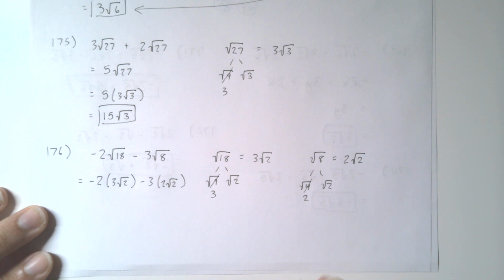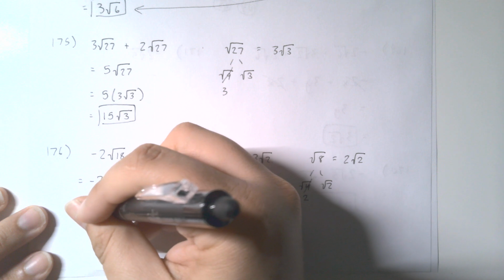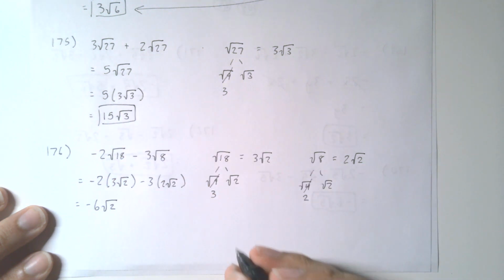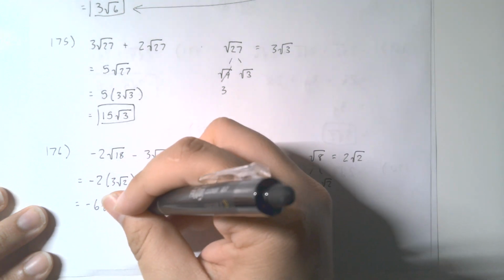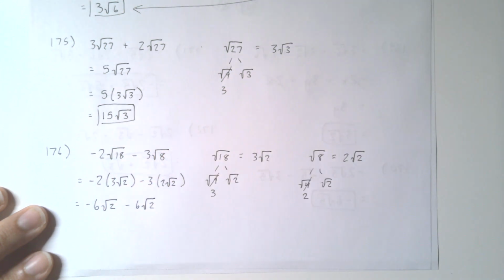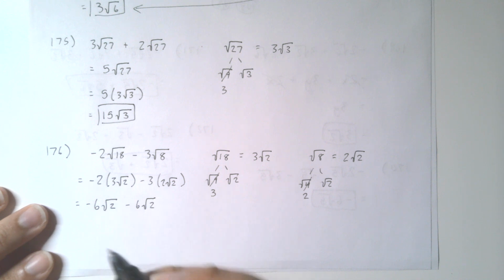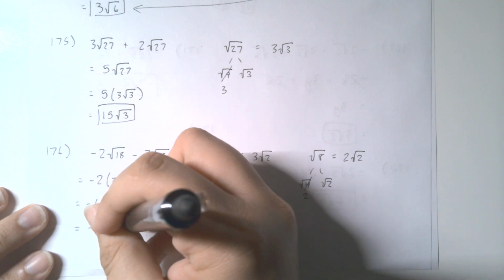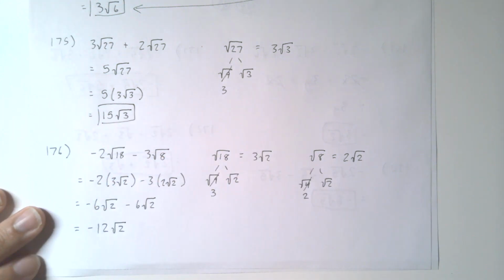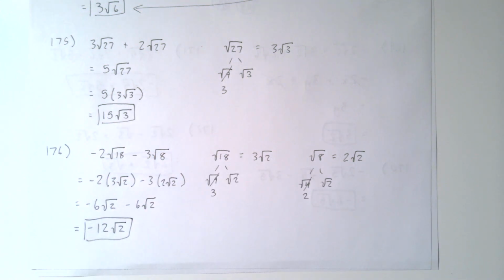We multiply things together. We have negative 2 times 3, which is negative 6 square root of 2. And we have negative 3 times 2, which is also negative 6 square root of 2. And so, negative 6 square root of 2 minus 6 square root of 2, this is going to be negative 12 square root of 2. And so, this is our final answer.